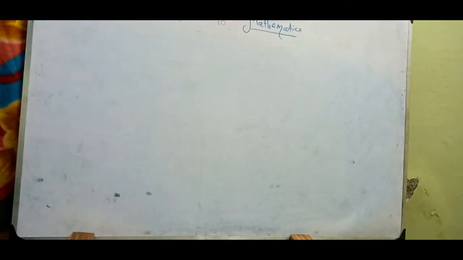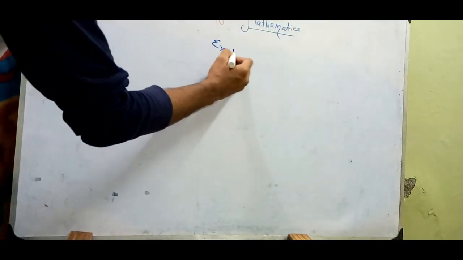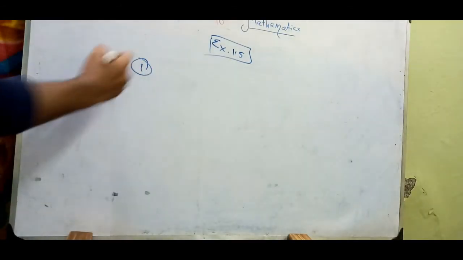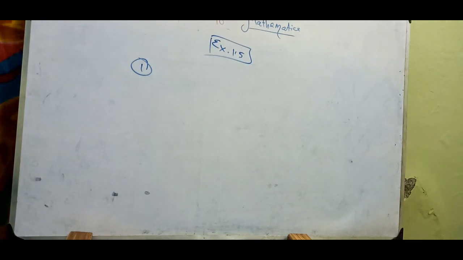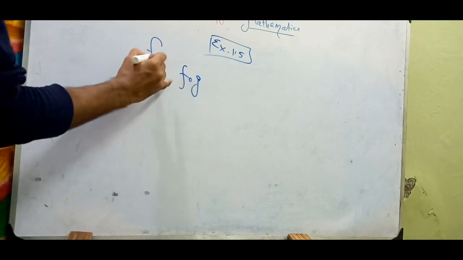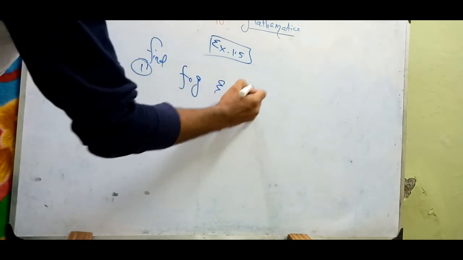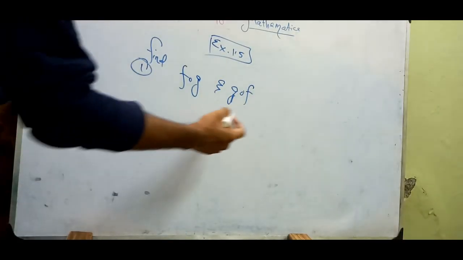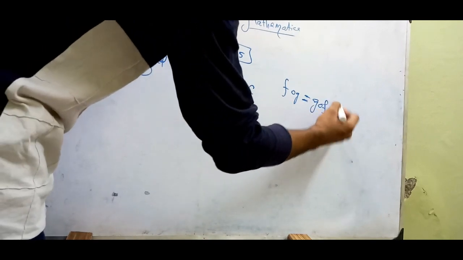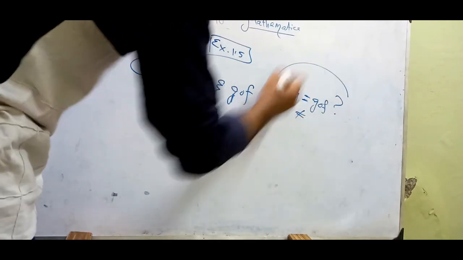So now we will look at exercise problems. Let us look at exercise 1.5. I'm going to do the first question. The first question is: using the functions f and g given below, find F compose G and G compose F. Check whether F compose G and G compose F are equal or not equal.